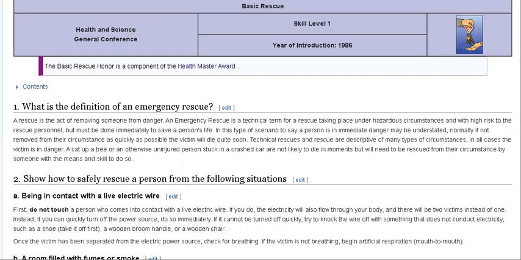Technical rescues and rescue are descriptive of many types of situations. In all cases, the victim is in danger. A person caught in a tree or an otherwise uninjured person stuck in a crashed car are not likely to die in moments, but will need to be rescued from the circumstance by someone with the means and skills to do so. So how to safely rescue someone from the following situations?